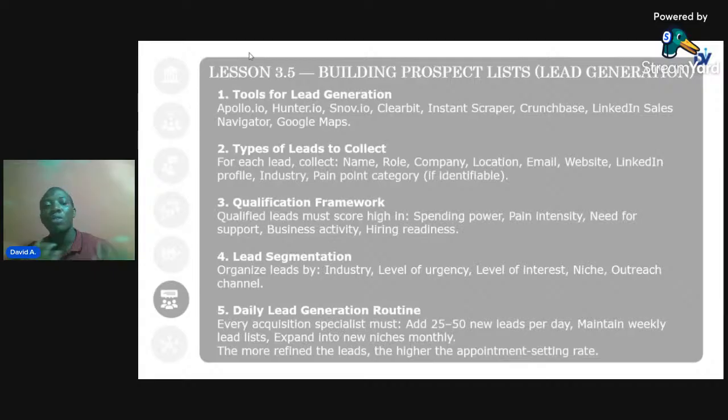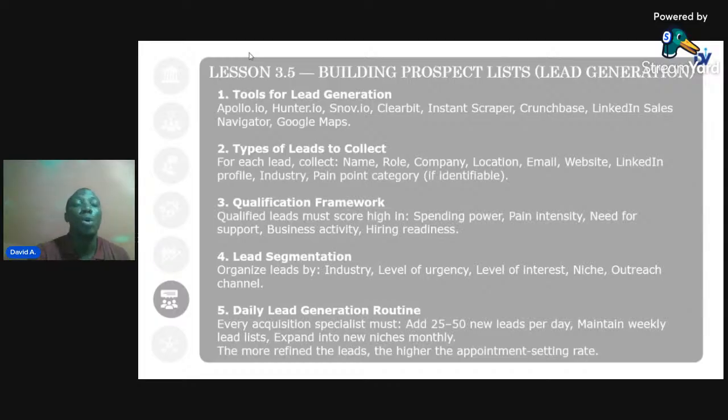Now, if you are able to identify the pain points, remember the last slide, you are checking their website, their social media platforms, their comment reviews, their team, to understand where the pain point is. So if you're able to identify it, you can just put it there, right? So number 3 is qualification framework. A qualified lead must score high in spending power. How do they pay their team? Do they pay them like slaves, or do they pay them compensatingly well?